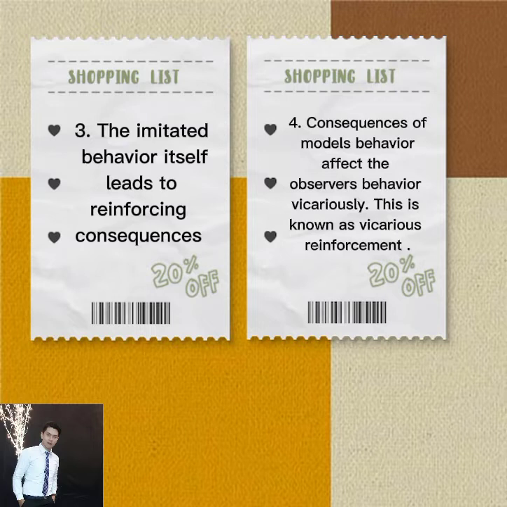Now, number four, consequences of the model's behavior affect the observer's behavior vicariously. This is known as vicarious reinforcement. This is where the model is reinforced for a response and then the observer shows an increase in the same response. So, Bandura illustrated this by having students watch a film of a model hitting an inflated clown doll. Once a group of children saw the model being praised for such action, the group of children began also to hit the doll.